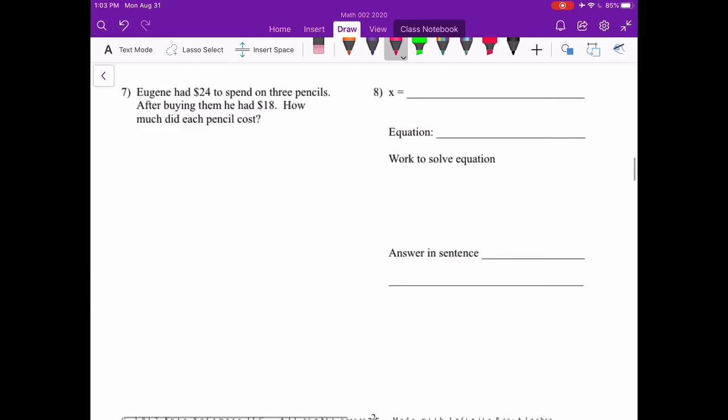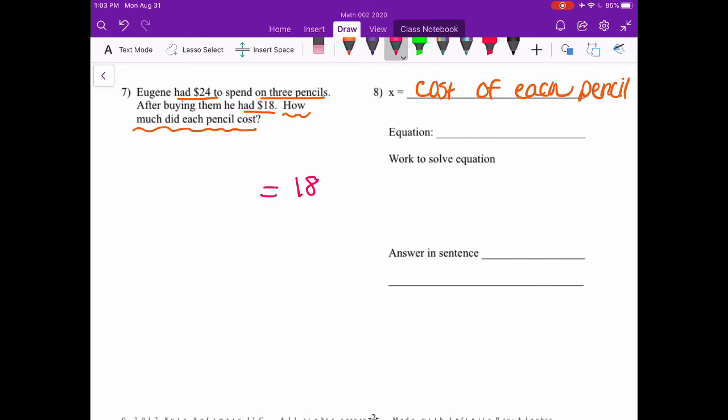Eugene had $24 to spend on 3 pencils. After buying them, he has 18. How much did each pencil cost? So x is the cost of each pencil. He ends up with $18 left. He starts with 24, and we subtract however much he bought. So he bought 3 pencils, and we don't know the price of each, so 3 times x.